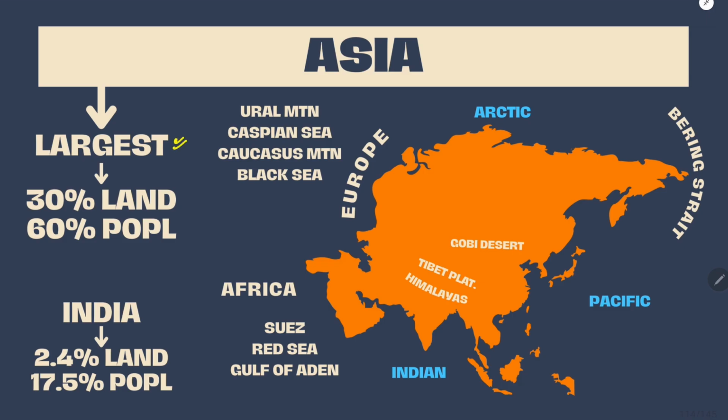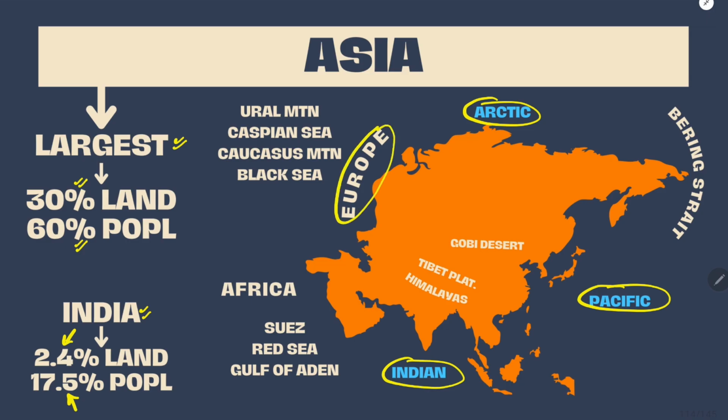Asia is the largest continent and covers around 30% of the Earth's land area and is home to around 60% of the world's population. In comparison, India covers around 2.4% of the Earth's land area and is home to around 17.5% of the world's population. We also saw that Asia is surrounded by 3 oceans, that is the Arctic Ocean to the north, the Indian Ocean to the south, and the Pacific Ocean to the east.